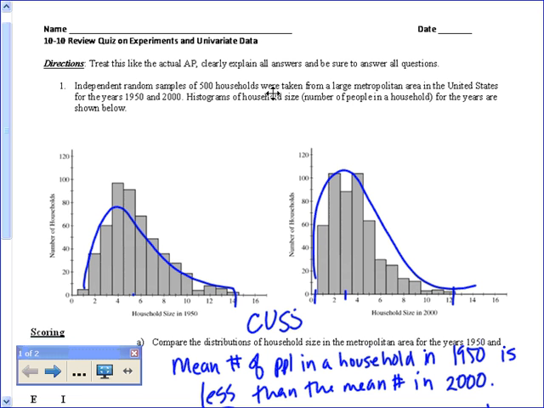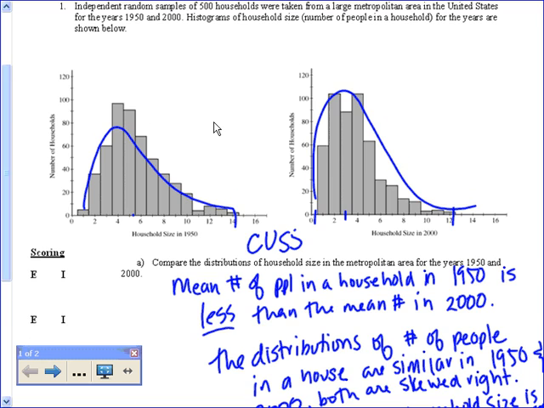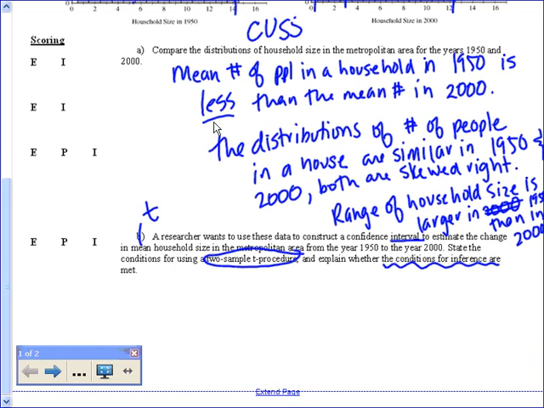So we have random samples for both groups. They're independent of each other. I'm not talking about independence within groups in the 10% condition. They're independent of each other: houses in 1950 and 2000. And they're both nearly normal since the sample's bigger than 500. So we could say yes, they are met.